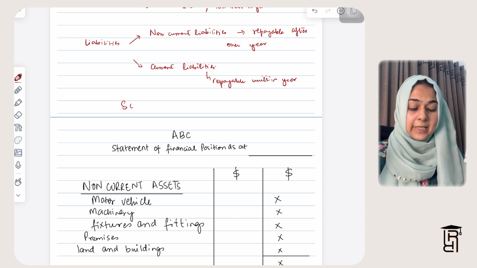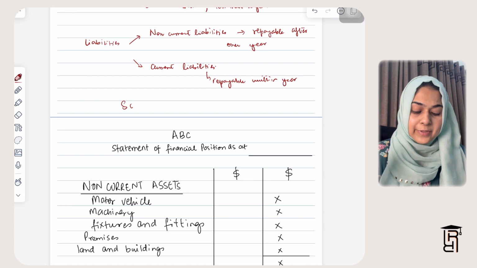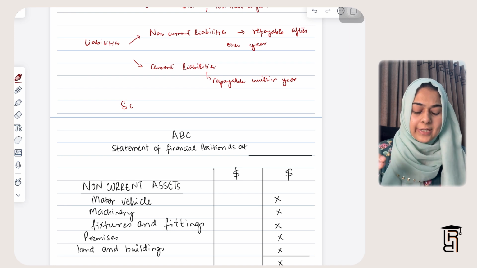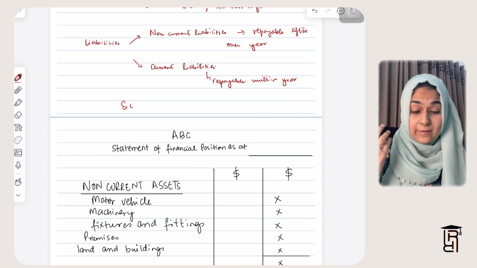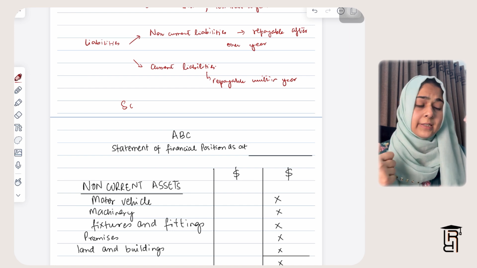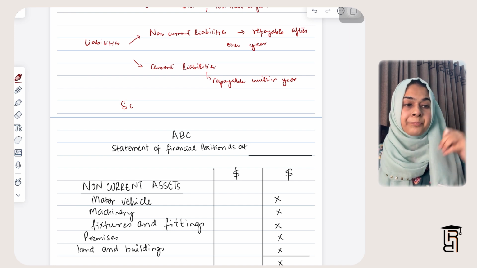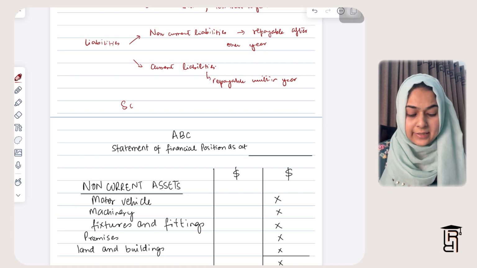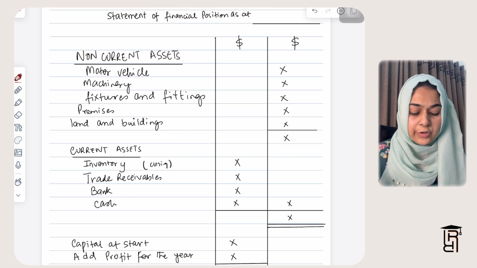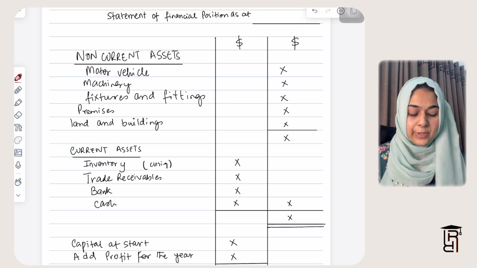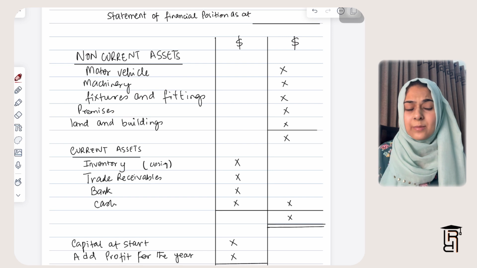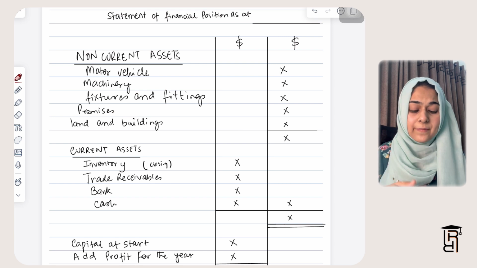We'll take the values for non-current assets from the trial balance and write them over here. Non-current assets, which last for more than a year, include motor vehicle, machinery, fixtures and fittings, premises, land and buildings. Then we can have furniture, and computer equipment. Office fixtures and office equipment can also be non-current assets. All of these will be written as non-current assets in the statement of financial position.